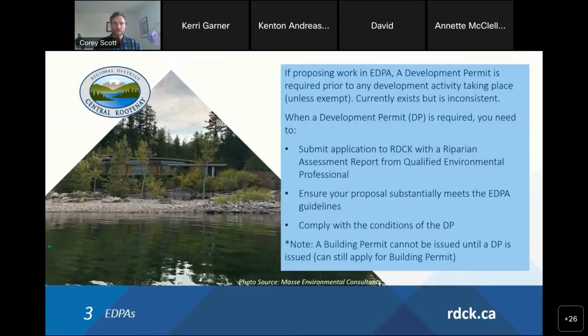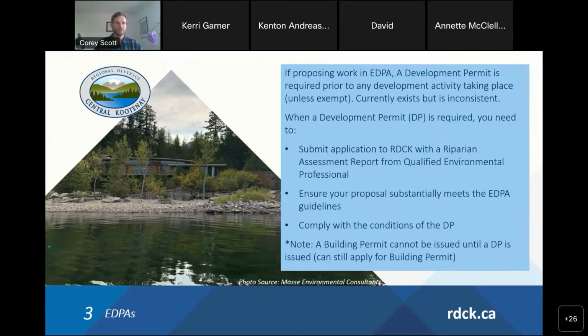There we go. So what exactly does this mean if someone is looking to work in an EDPA or has an EDPA on their property? Well, at a practical level, really it means that a permit is required prior to any new development taking place, unless that activity is exempt from requiring a development permit. And I say new because already developed sites don't require a permit unless some sort of new activity is being proposed that would disturb the riparian area.